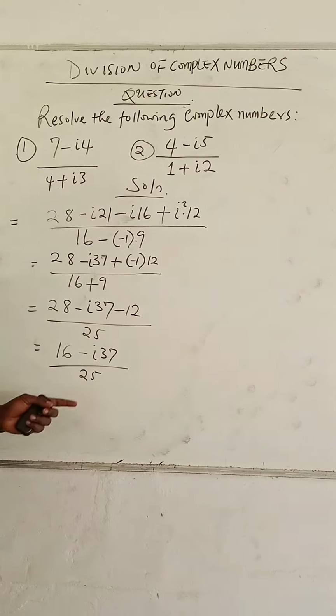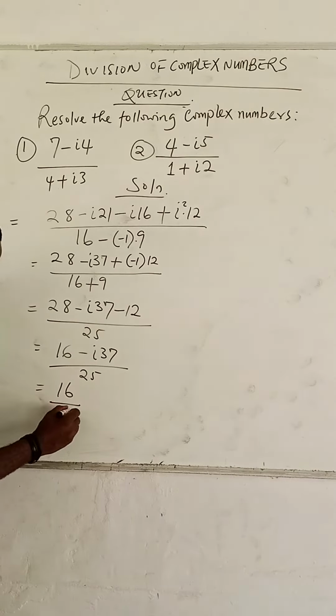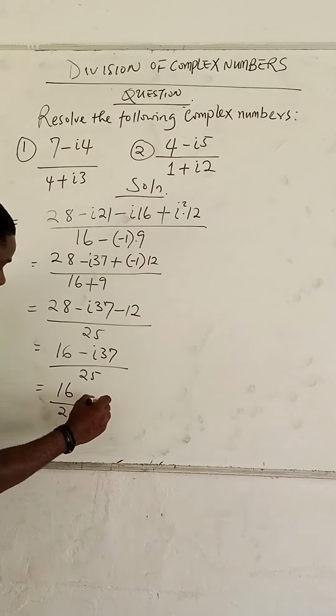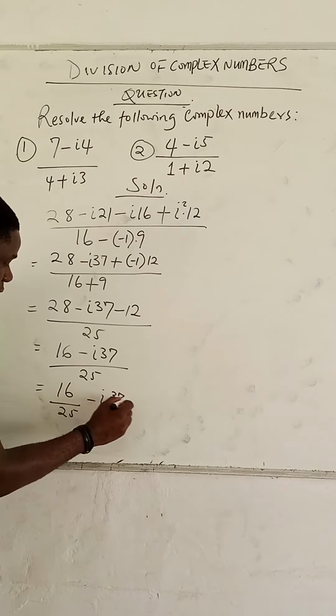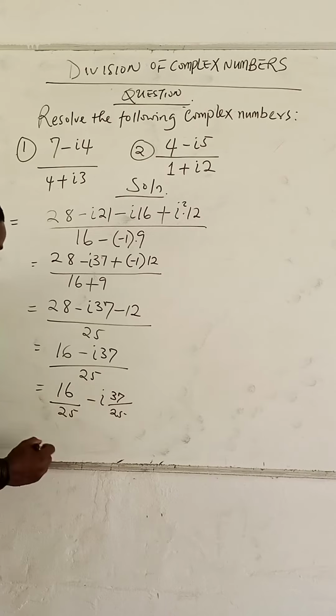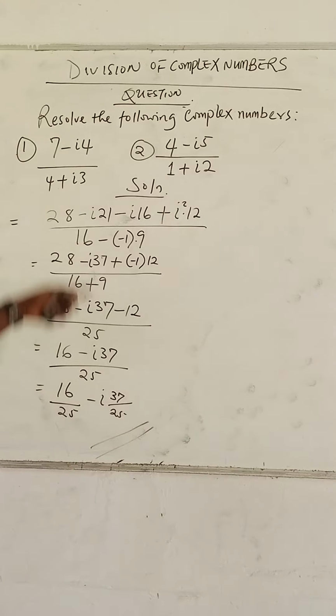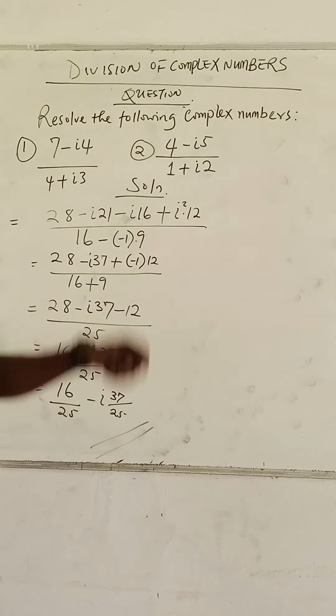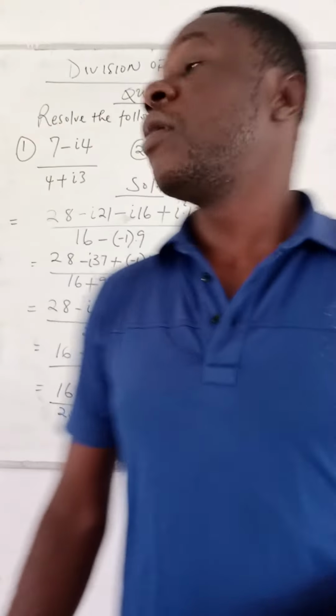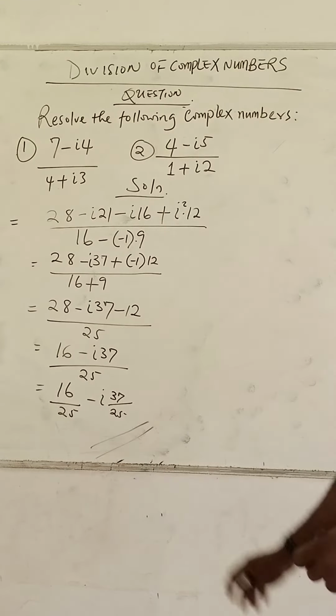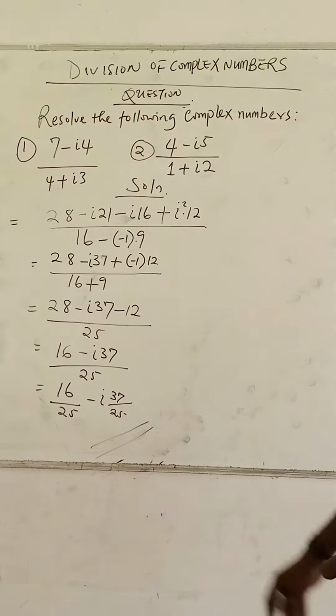We can leave our answer like this, or split it into the real and the imaginary part: 16 over 25 minus I37 over 25. So this is how to resolve a problem involving division of complex numbers. This is the first one, and you are supposed to obtain that result if you do it correctly.